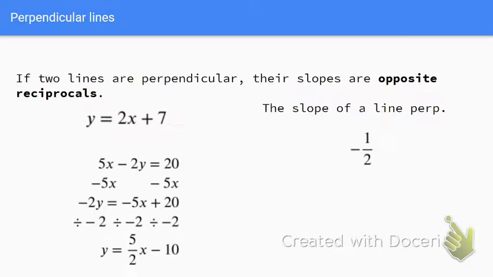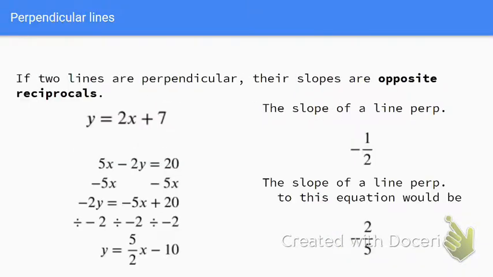Again, if you had an equation in standard form, you would want to solve it for slope-intercept form. Can anyone tell me what they think this slope is going to be? 2 over 5? And we take the opposite. Good. Questions?